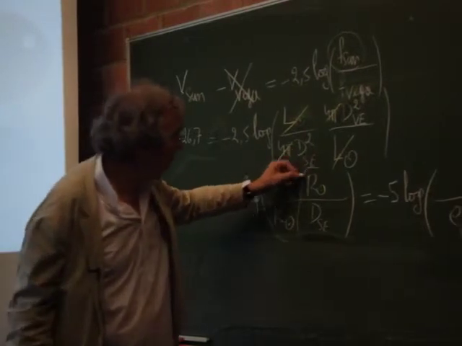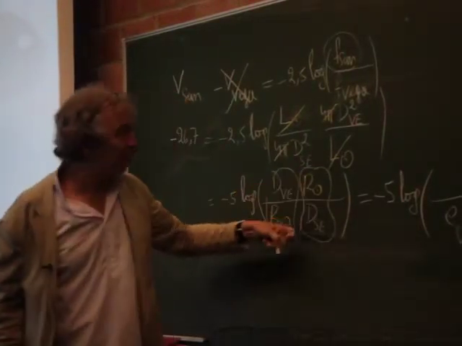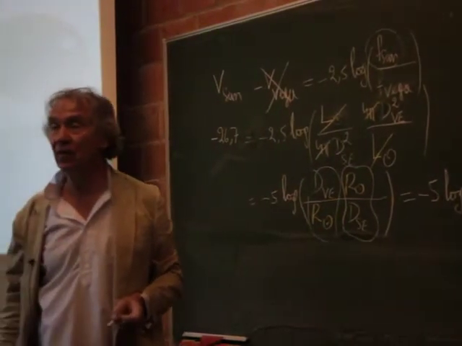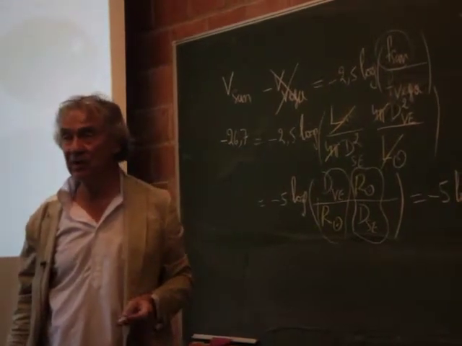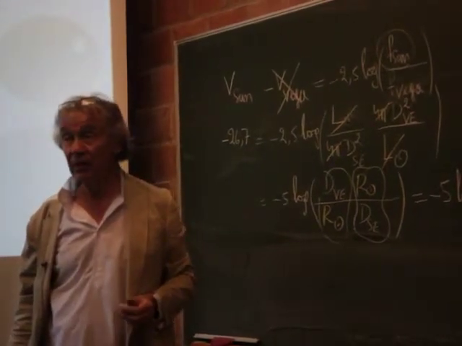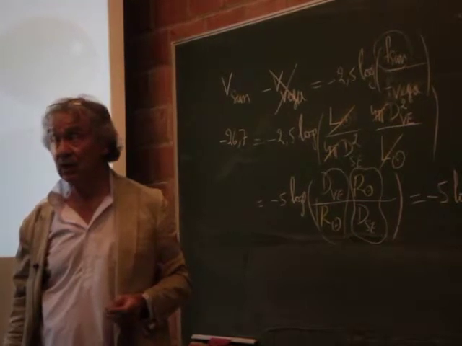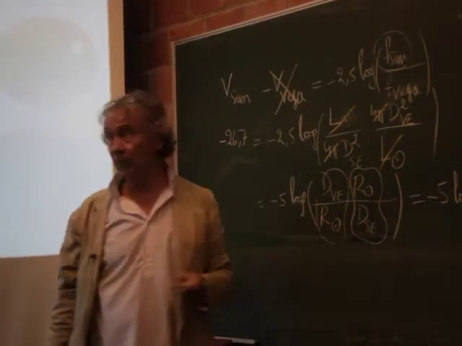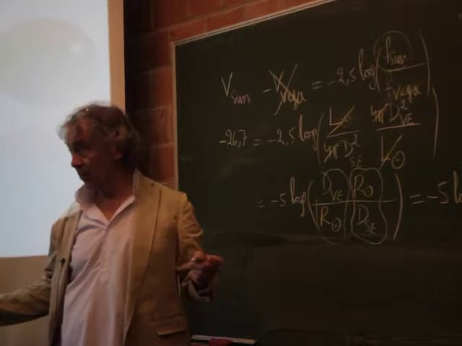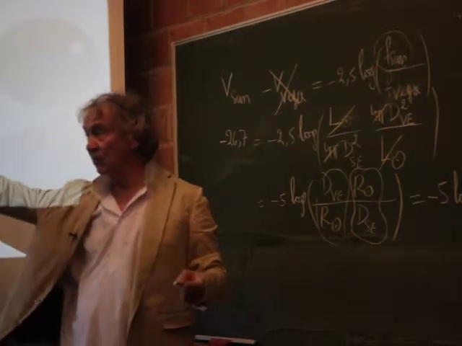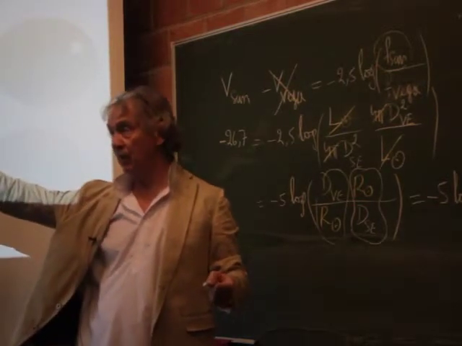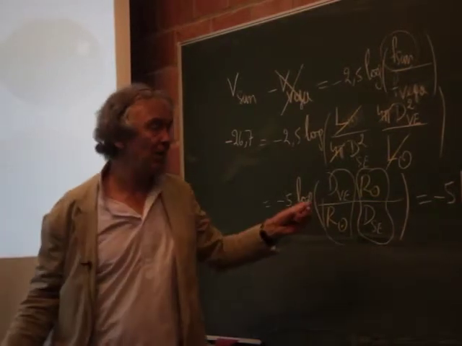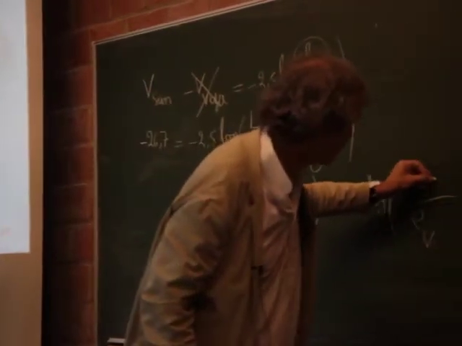And now, the radius of the sun divided by the distance between the sun and Earth. What does it represent? Do you see what it is? It's a tangent under which I see the angular radius of the sun. But it's so small that I may say, okay, this is just the radius of the sun.